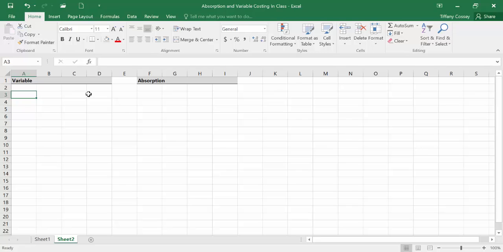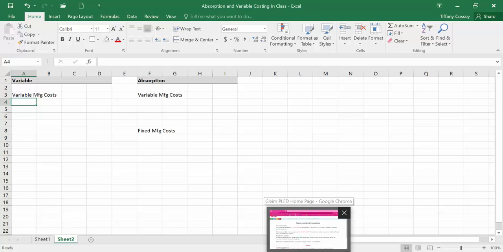All right, so for variable, we're going to use variable manufacturing costs. Under absorption costing, we're going to use the same, but we're also going to use fixed manufacturing costs. So I'm actually going to drop this down because I believe the problem separates things out by type.